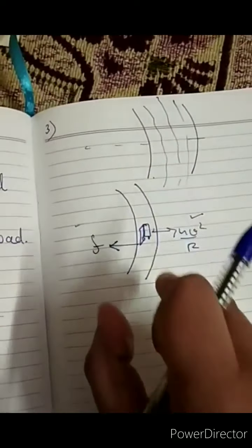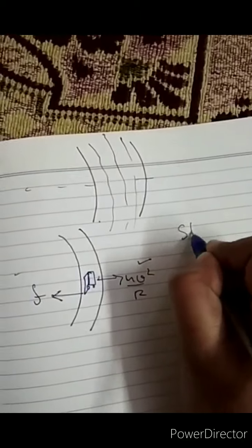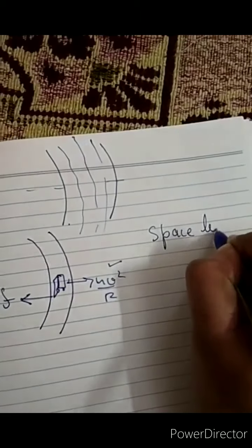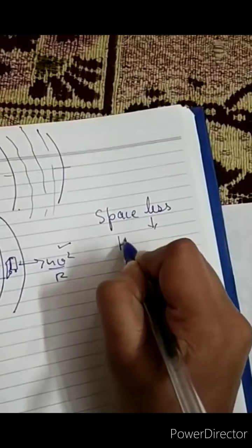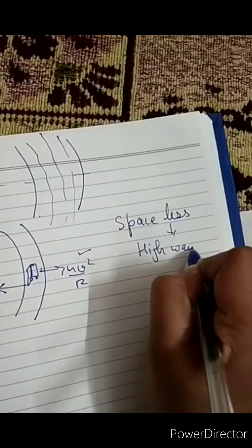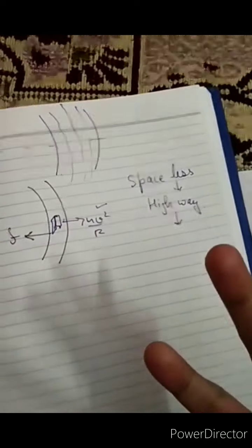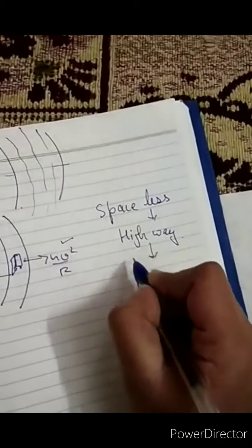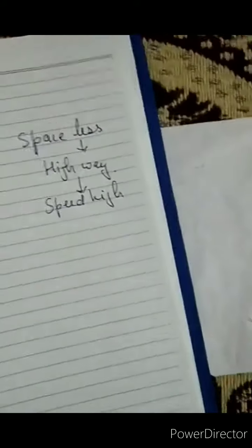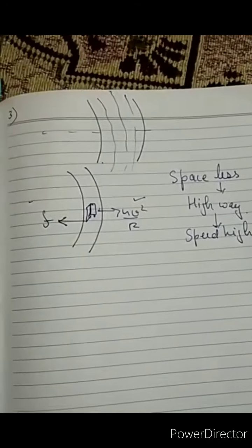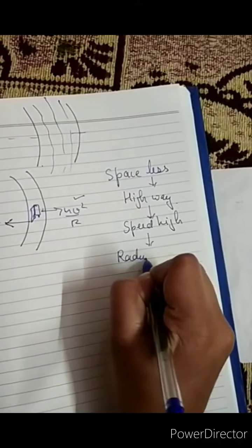So in this condition, the space is less. Where is space less? See, that is on the highway. And on the highway, you cannot negotiate with the speed so much. Speed is very high on the highway also. You all must have experienced this kind of thing. So speed is also very high, and simultaneously the radius is very small.